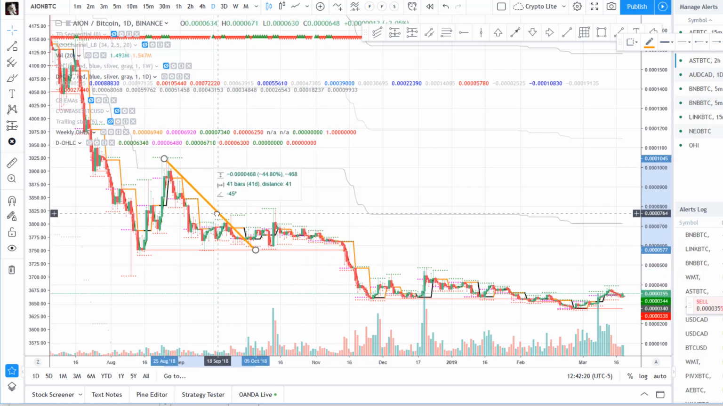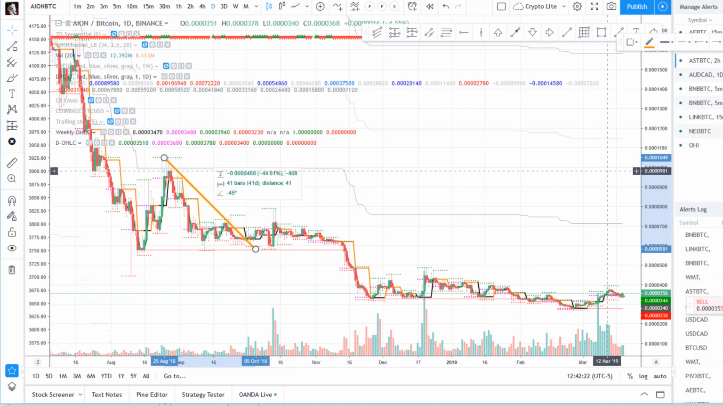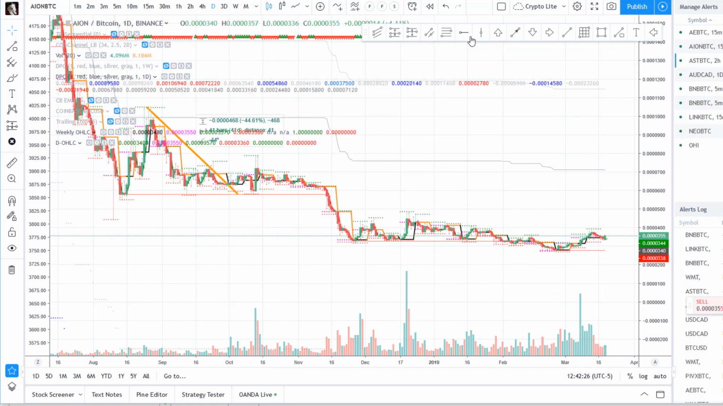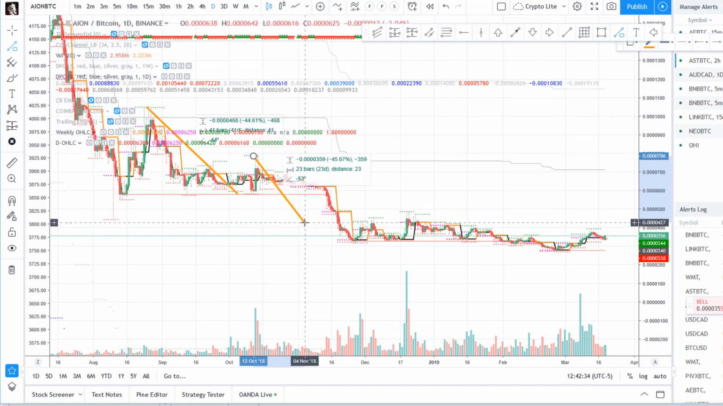So if we say this is 45%, what we would want to do is go from this high and do a 45%. I have the wrong tool. Go here, and 45% is right about here. You'll see that that market move doesn't hold up on this chart, at least in recent memory.